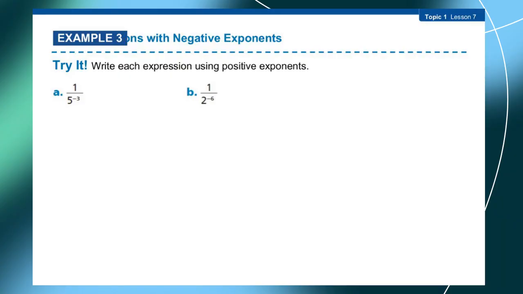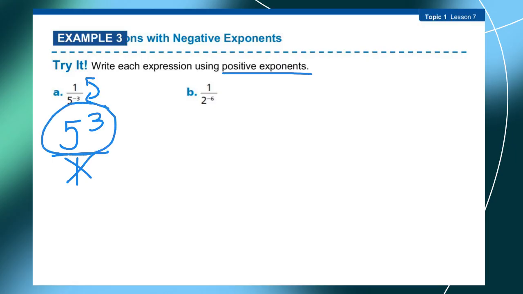This is the try it at the bottom of page 49. So I'm going to do one of these with you before I have you do one on your own. So when we have negative exponents, we are going to change the location. So right now the exponent is in the denominator. I'm going to move it to the numerator, ditch the negative on the exponent, and then I'm going to simplify this. If you have a 1 in the denominator, you can ignore it. This is simplified using positive exponents. If I wanted you to evaluate it, it would be 125.